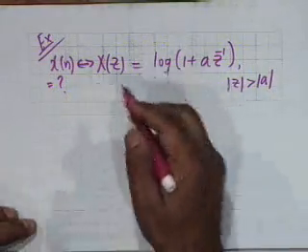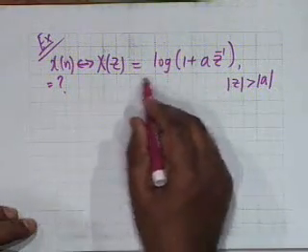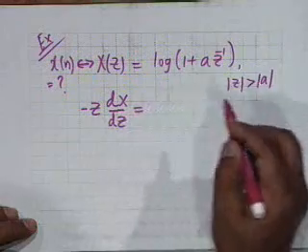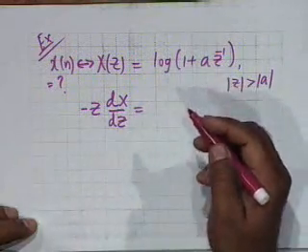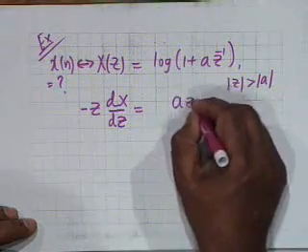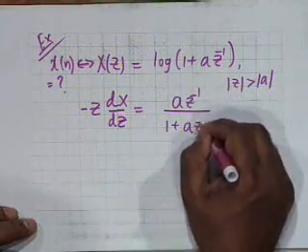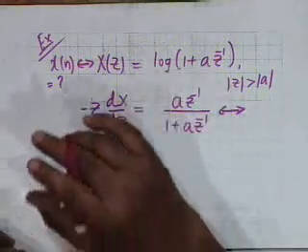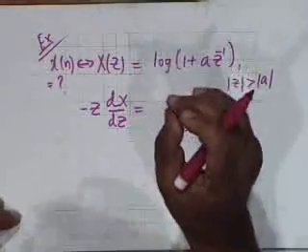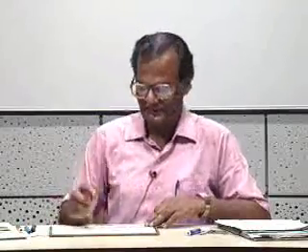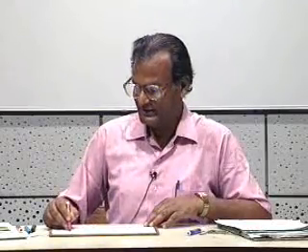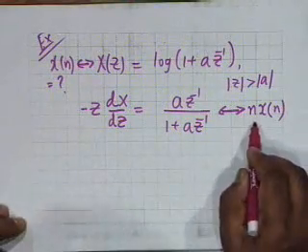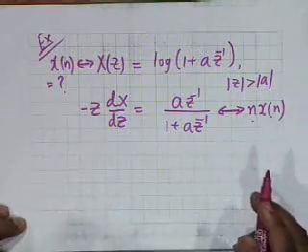All right. Let's differentiate this. That is minus Z dX/dZ. After differentiation and multiplication by Z, you get a Z inverse divided by 1 plus a Z inverse. We are trying to find it in an indirect way. We are neither doing long division nor using Cauchy's integral formula. By the theorem that we have just proved, this must be the Z transform of n times x of n.